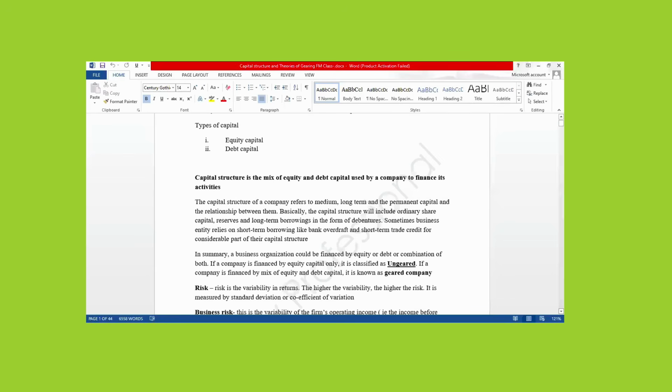If a company is financed by equity capital only, such company will be classified as an ungeared company. Look at it here. Ungeared.